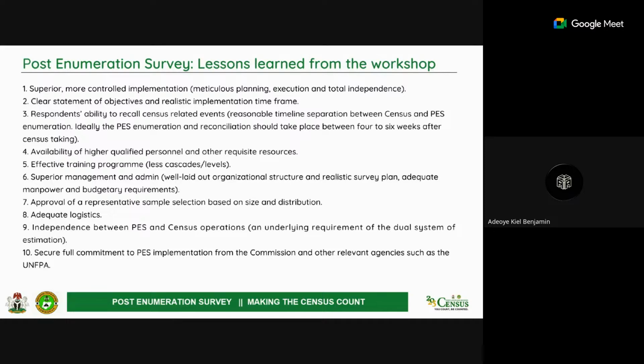Seven, approval of a representative sample selection based on size and distribution. This is a place that we think some people may raise their heads, but like we've already said, there's no fixed percentage. It could be 1%, 10% for some countries, it could be 0.01% for Nigeria. There's no fixed percentage, but most important is that it should be representative sampling across the country. So this is necessary, just as it is for the census, not that because the census has finished, we don't need it for the PES. We need it equally as good, if not better, for the PES. Independence between PES and census operations, an underlying requirement of the dual system of estimation.